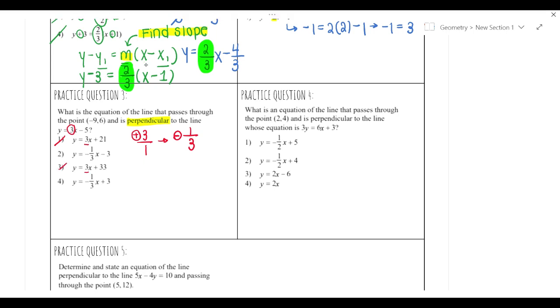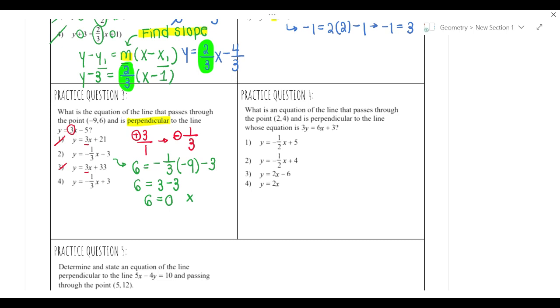Now, in order to check to see if it's option 2 or 4, I'm going to plug in the values (-9, 6). Whenever I see y, I'm going to plug in that 6, and whenever I see x, I'm going to plug in a -9. And let's see what we end up getting. Well, -1/3 times -9 is going to give us 3, and 3 minus 3 is going to be 0. 6 is not equal to 0, so that doesn't quite work for option 2.